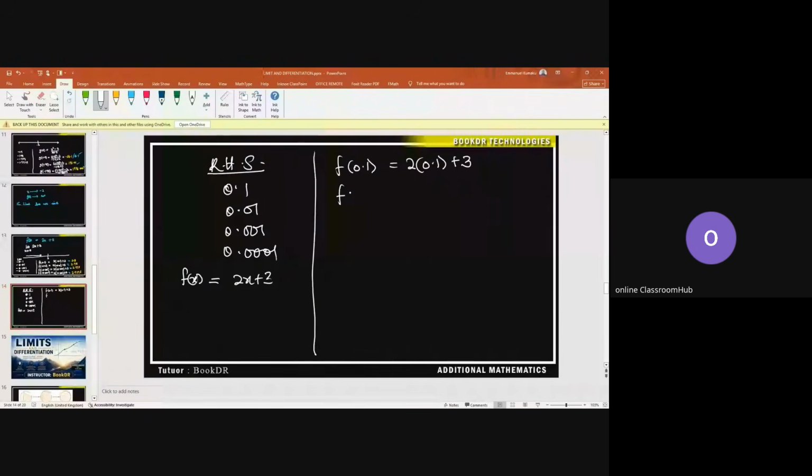f of 0.01, that is 2 times 0.01 plus 3. Then f of 0.001 is equal to 2 into bracket 0.001 plus 3. And the last one, f of 0.0001, is 2 multiplying 0.0001 plus 3.